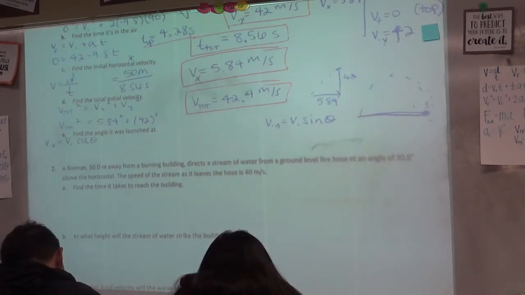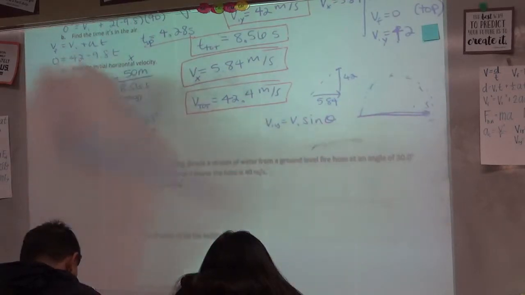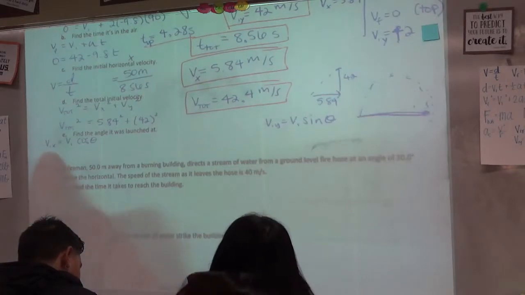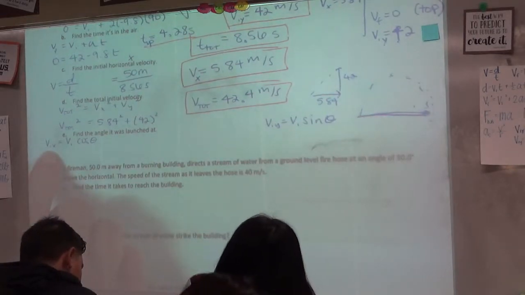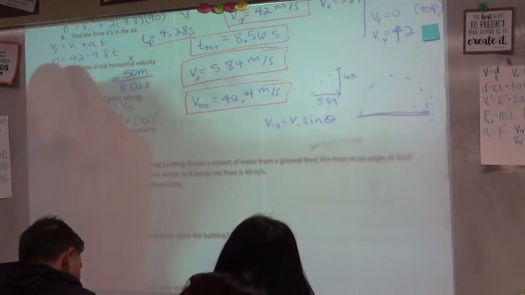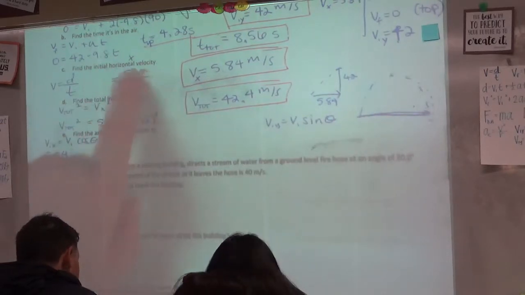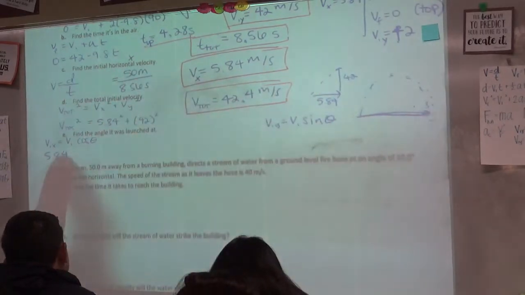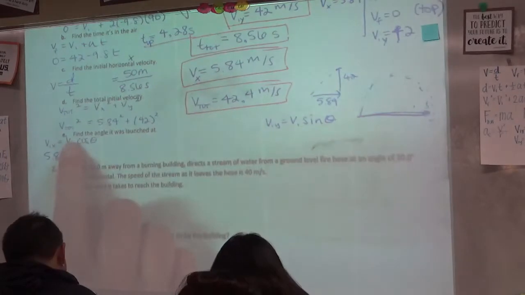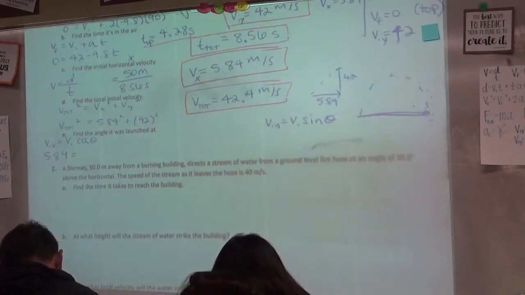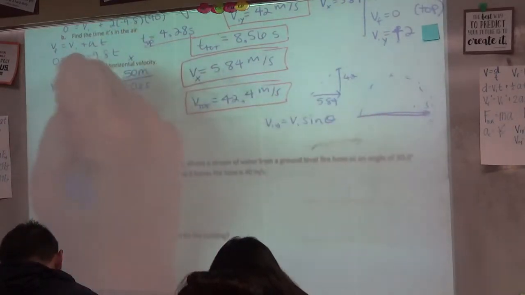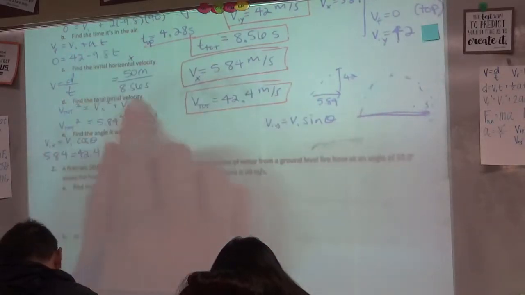So what number would you plug in for VIX? What is your initial velocity in the x direction? 5.84, right? We literally answered the initial velocity, horizontal velocity. We said it was that. And what would the VI be? What number would that be? Yes, the 42.4. Good. So that is the total initial velocity.